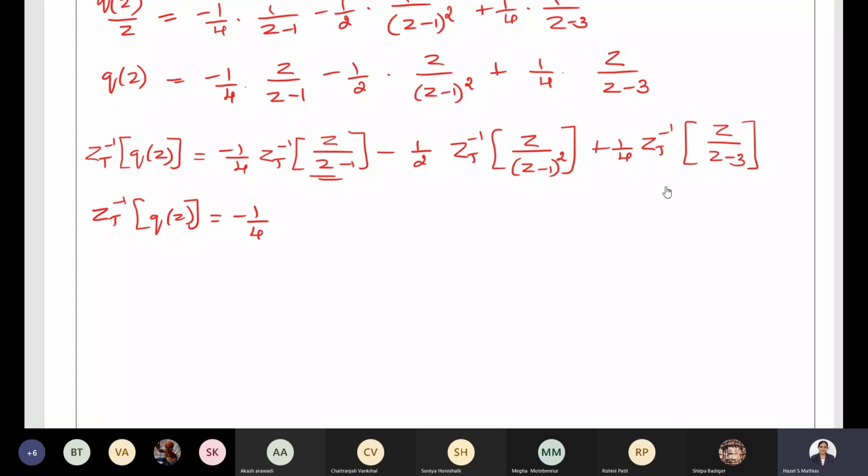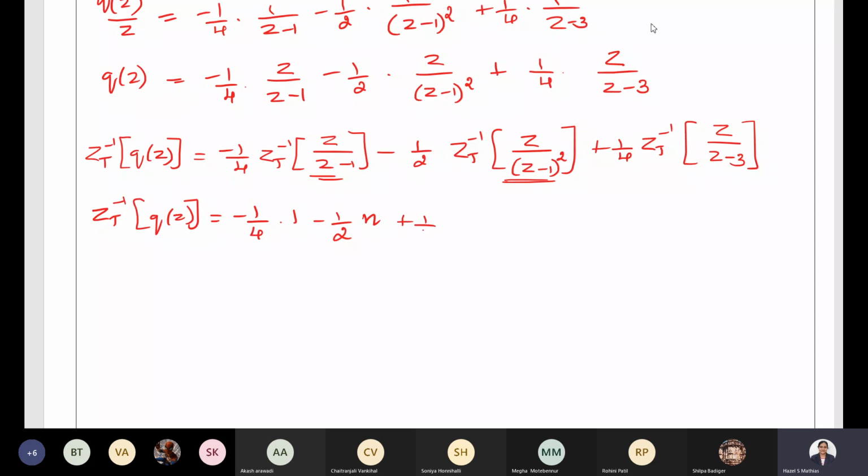It's 1, ma'am. Correct? Inverse Z transform of z by z minus 1 is 1. Minus half into... What is the inverse Z transform of z by z minus 1 whole square? This is also a standard result. It is 1 into n, simply n.